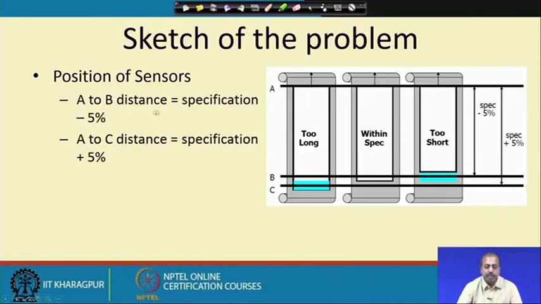The A to B distance is the specification minus 5%. Any rod that passes through this AB is actually not acceptable. Similarly, the A to C distance is the specification plus 5%, so that is also not acceptable. Anything between this plus or minus 5% is acceptable, but otherwise it is not.